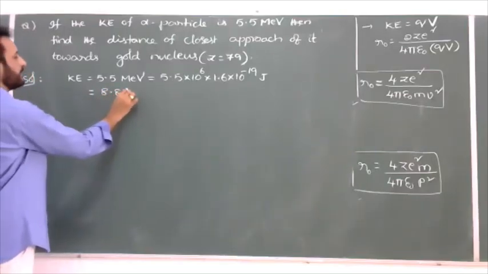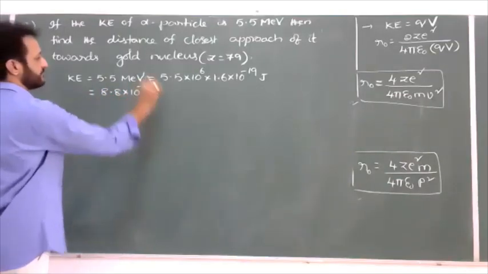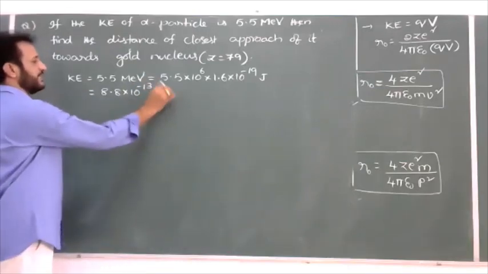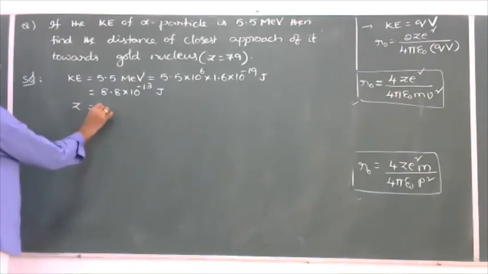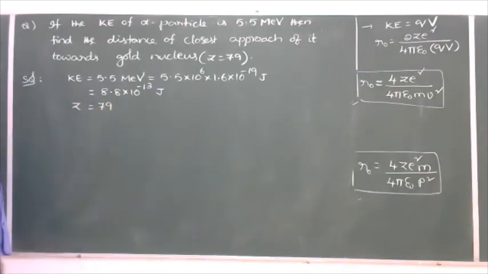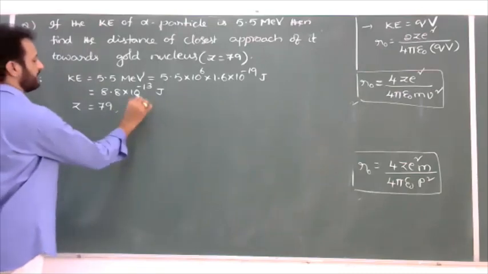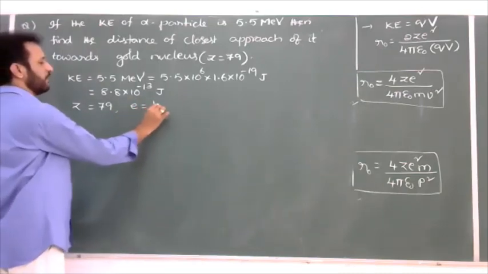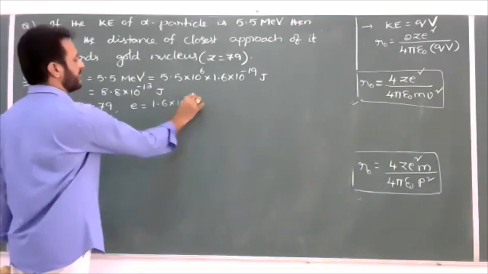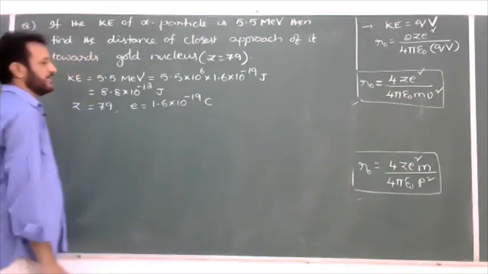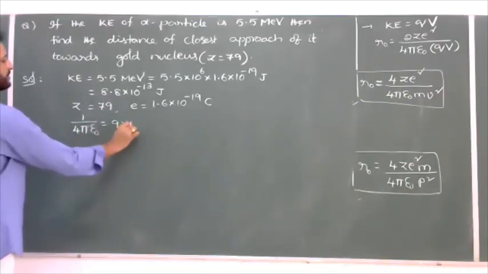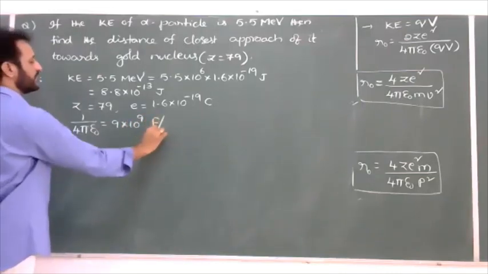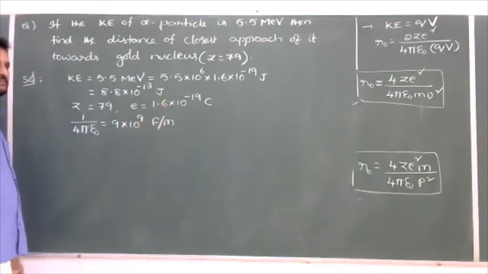8.8 into 10 to the power of minus 13 joule. It is the kinetic energy of the alpha particle. And the atomic number of the target element is also given, gold, 79. And the charge e is equal to, we know, 1.6 into 10 to the power of minus 19 coulomb. And one more, 1 by 4 pi epsilon naught is equal to 9 into 10 to the power of 9 Newton meter square per coulomb square or farad per meter.